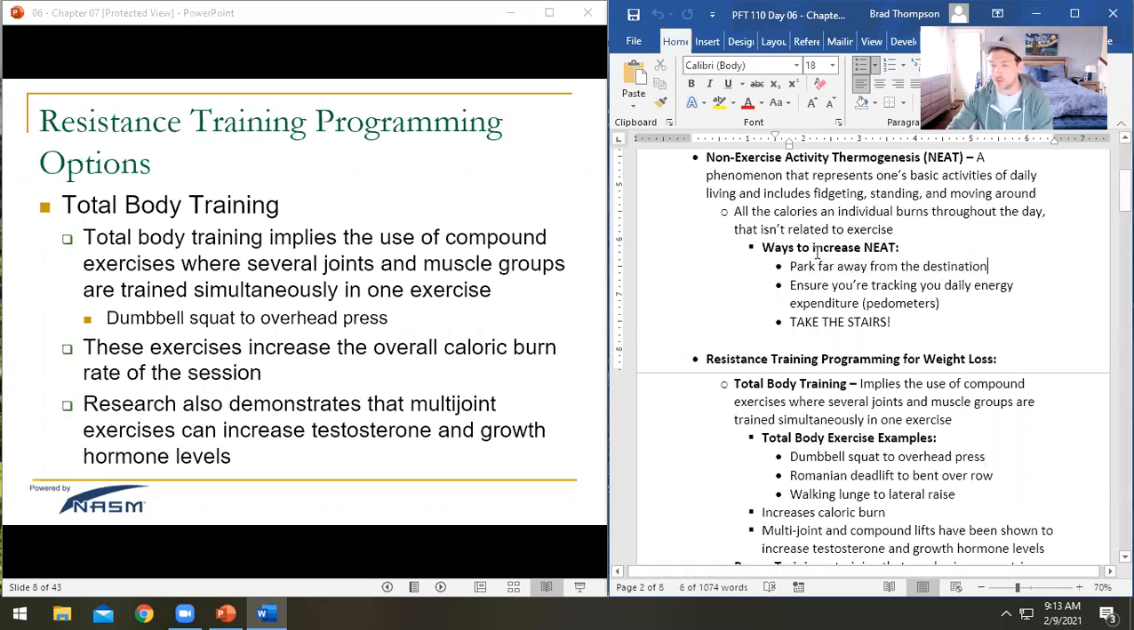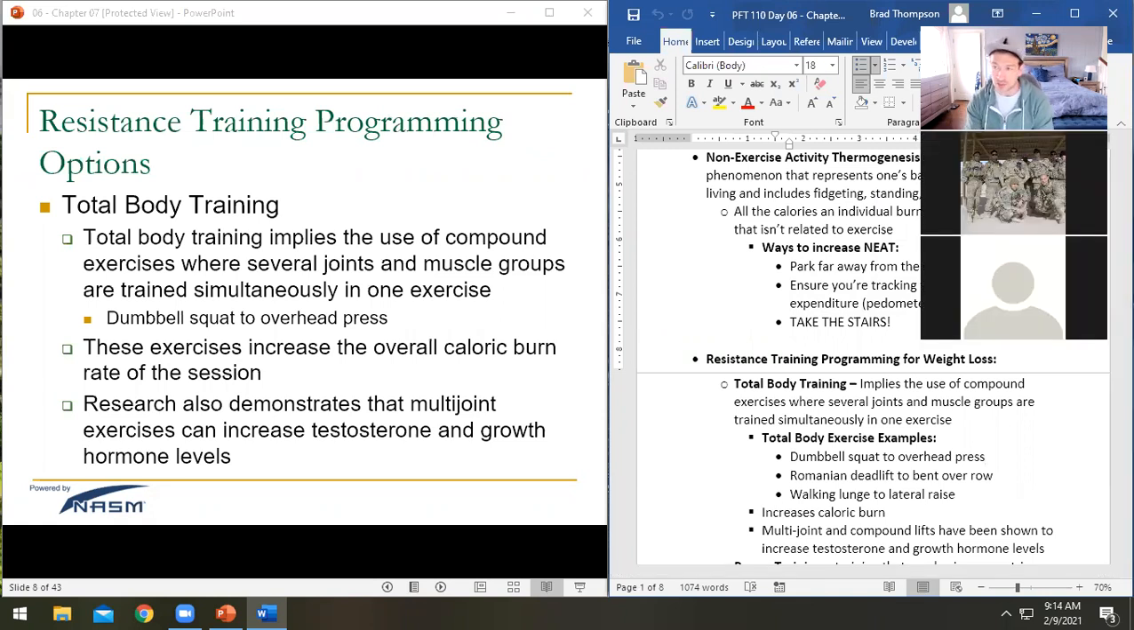So how can we increase this? Well, park far away from your destination. Ensure that you're tracking your daily expenditure. This is one of the reasons why I actually do like pedometers. I really like Fitbits that track how many steps you get in on a day. Sometimes it just minimizes errors. Now, do I think the number of steps is the most important thing in a weight loss program? No, that's not what I'm saying.